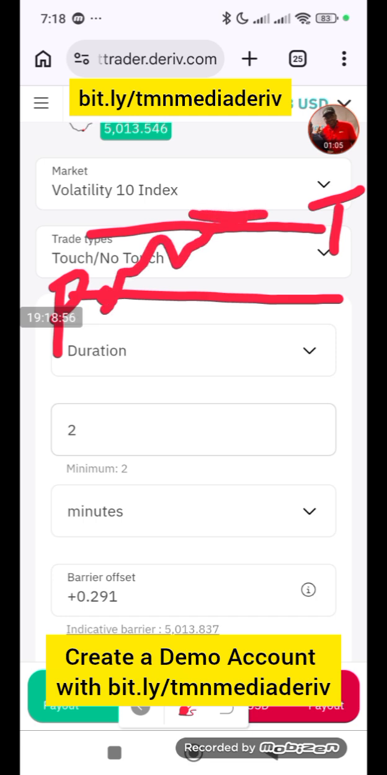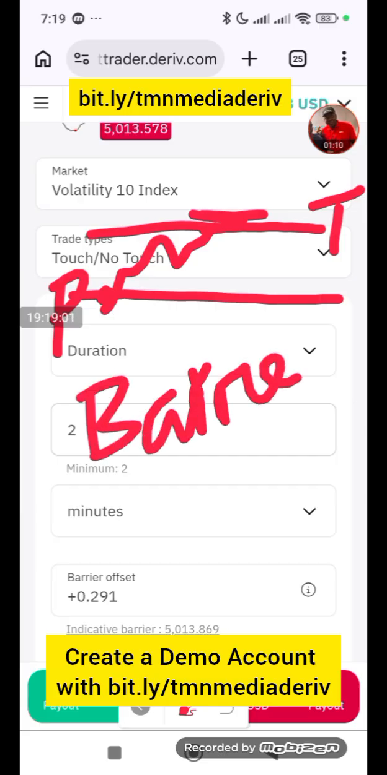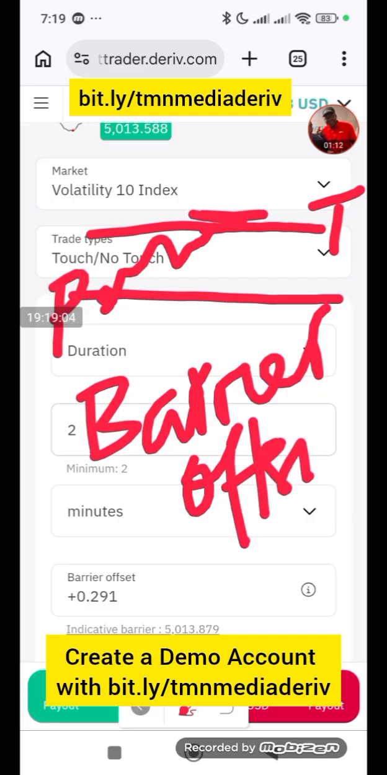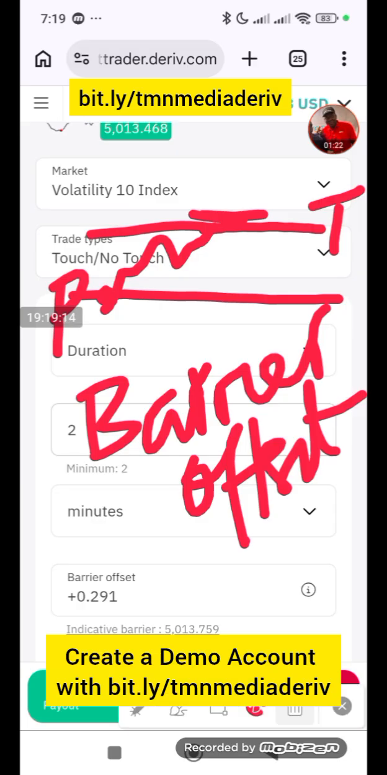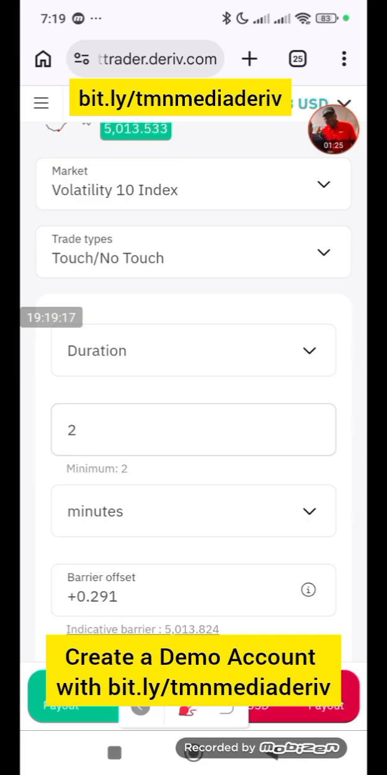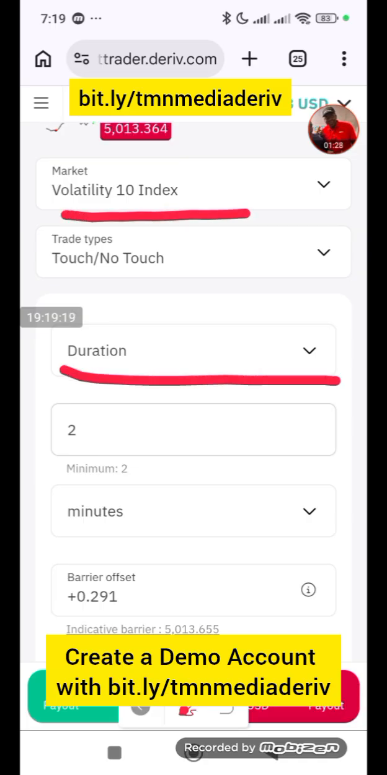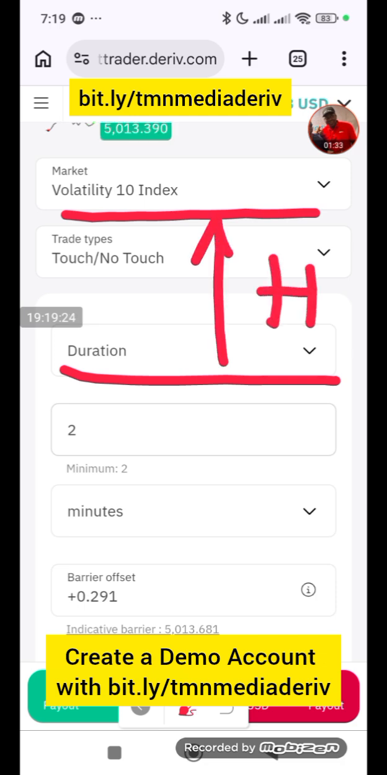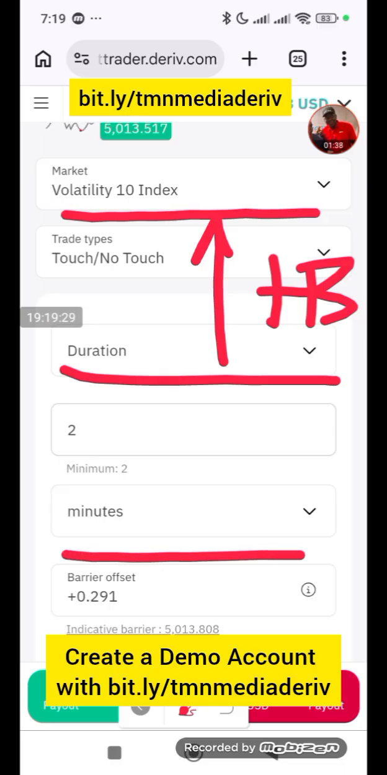So the level where I am establishing is what we call the barrier offset. Okay, that's what we call the barrier offset. This barrier offset is the level you want the price to reach. The way it works is that if you want the price to go from here and reach here, you are going to enter plus because it's going up. It's going to be a plus barrier. If you want it to reach down, it's going to be a negative barrier.